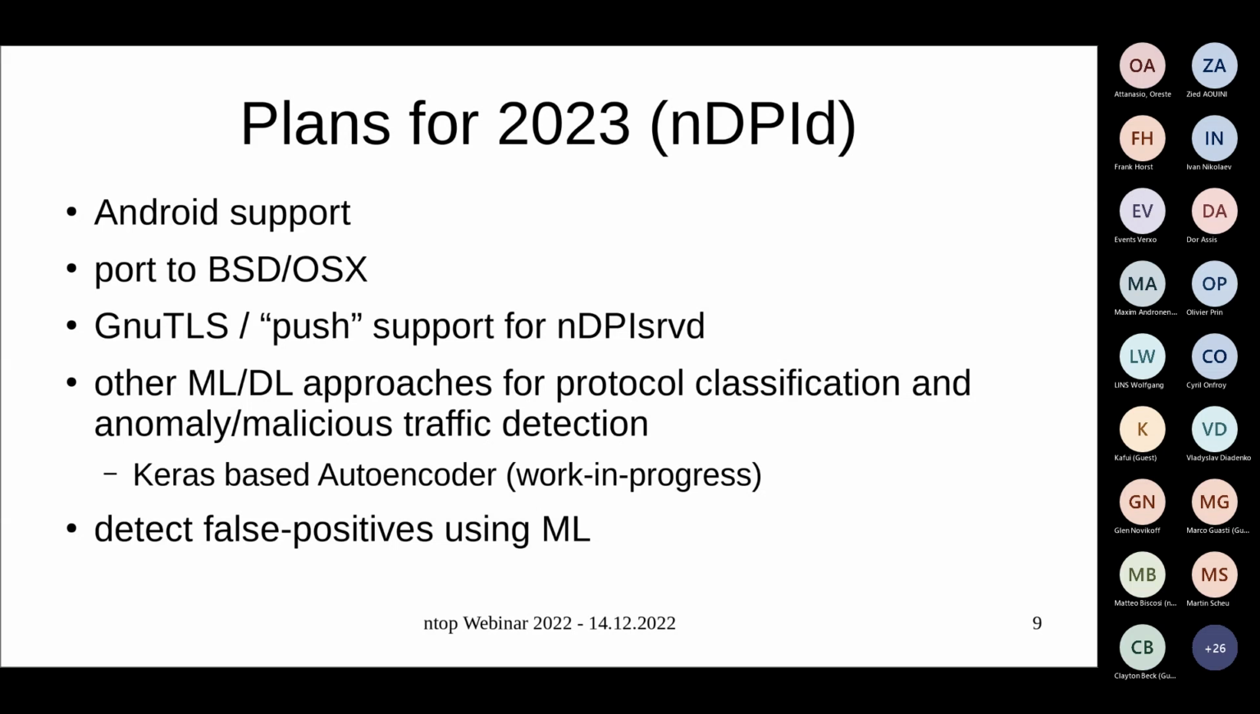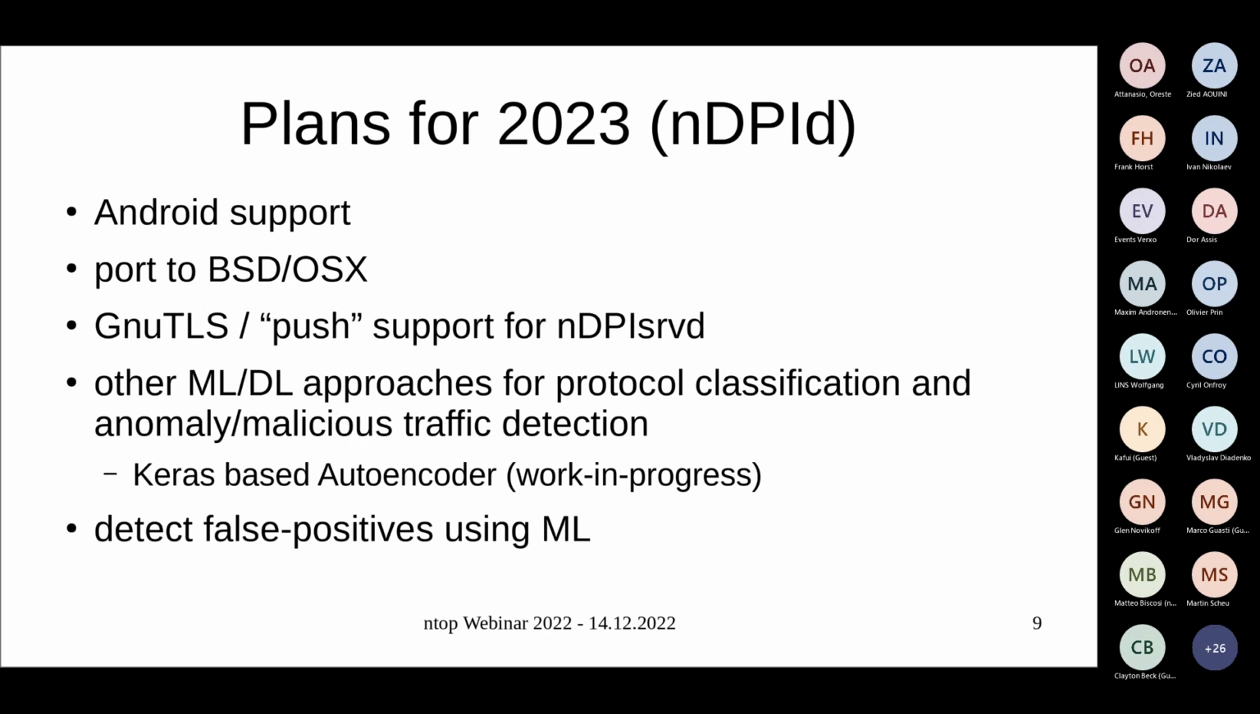Another thing is TLS and push support for the serve daemon. What do I mean by that? For now, all the data that is leaving nDPIsrvd is not encrypted, but together with a push function, it may be necessary to encrypt all JSON events before they are sent to another srvd instance over the internet.